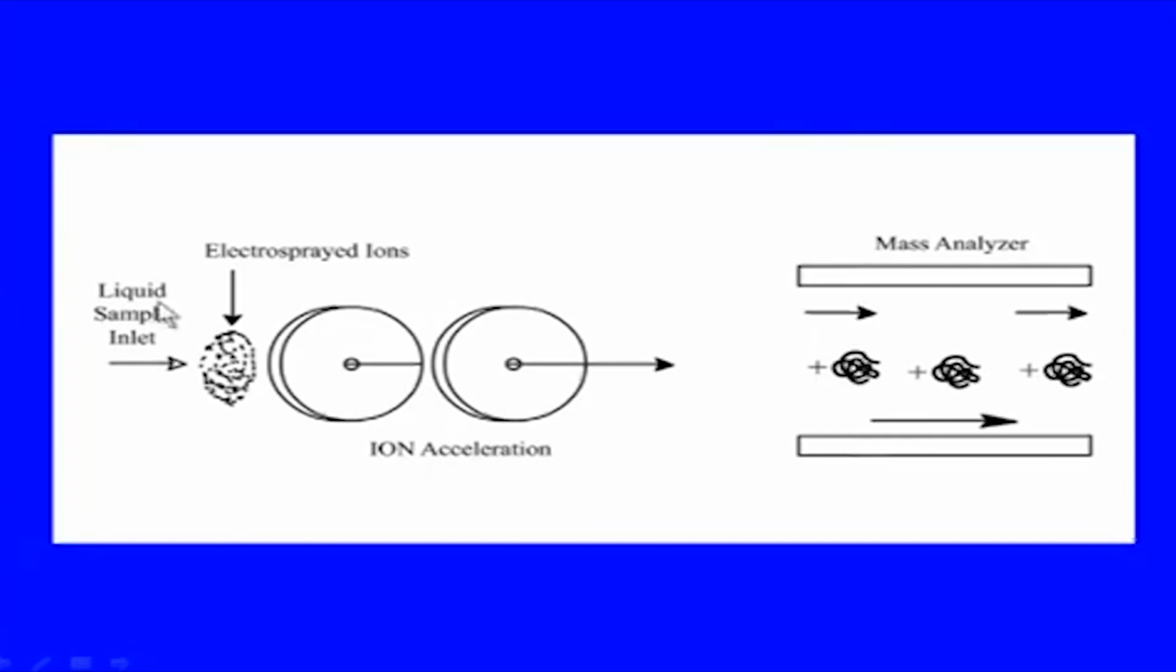As you can see here, this is the liquid sample, these are electrosprayed ions, and here ion acceleration occurs, and then finally, the mass analyzer analyzes the sample.